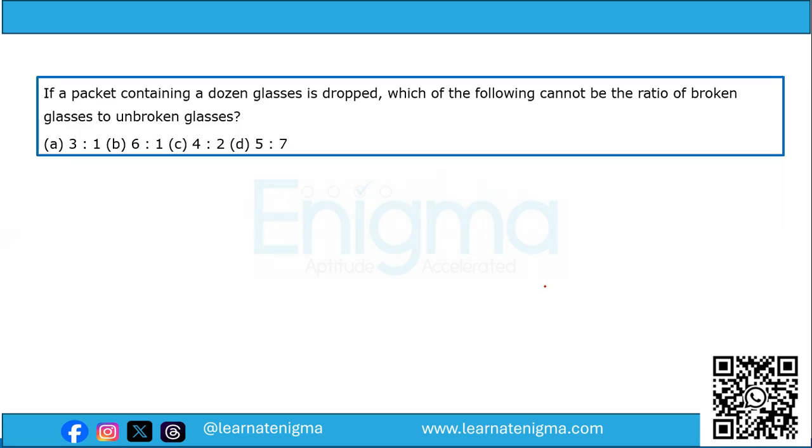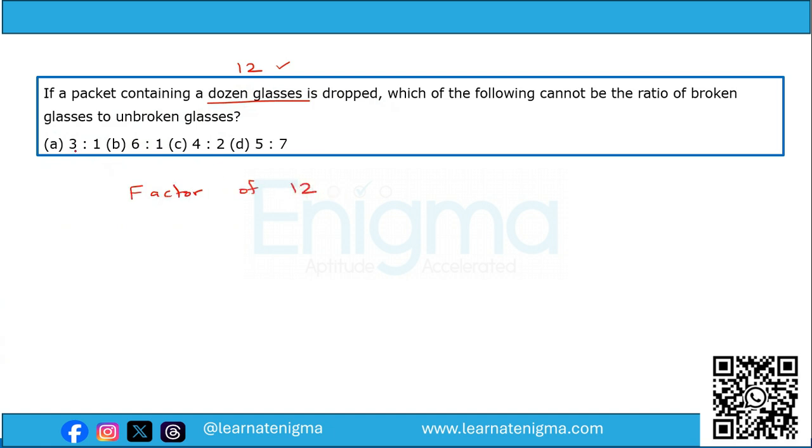If a packet containing a dozen glasses is dropped, which of the following cannot be the ratio of broken glasses to unbroken glasses? Now, a dozen glasses means 12 glasses are dropped. We have to find the ratio of broken glasses to unbroken glasses. The addition of broken glasses and unbroken glasses will obviously be equal to 12. So, the sum of the parts of the ratio must be a factor of 12.